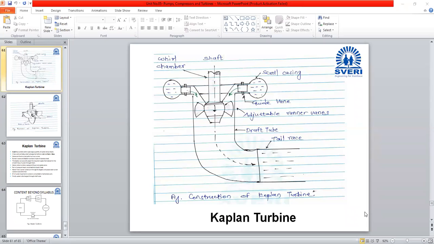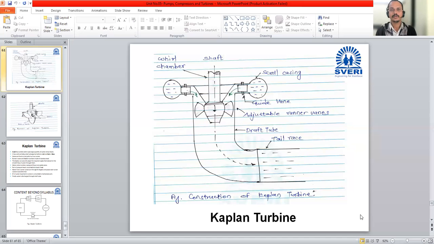Then another machinery, that is compressor. The function of compressor is to compress the atmospheric air for different applications. So in that we have studied two compressors. First one is the reciprocating compressor, and another one is the vane compressor.